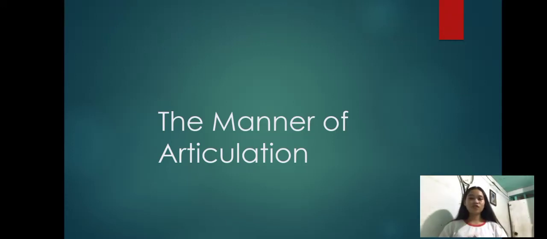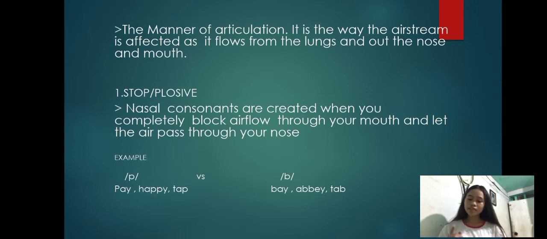Everyone! In this video, let us tackle the manners of articulation. So what is manners of articulation? Manners of articulation is the way the airstream is affected as it flows from the lungs and out of the nose and the mouth. So manners of articulation is how the airstream is obstructed to produce consonant sounds. If we talk about place of articulation, it is where the sound is produced. And the manner of articulation is how they're produced.